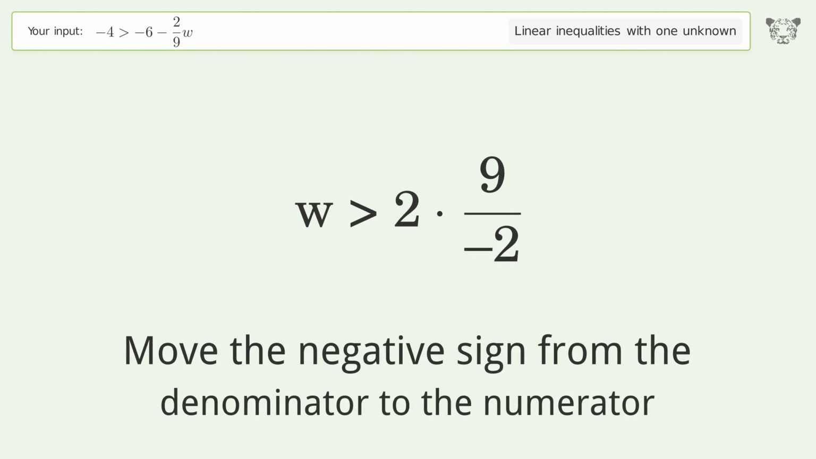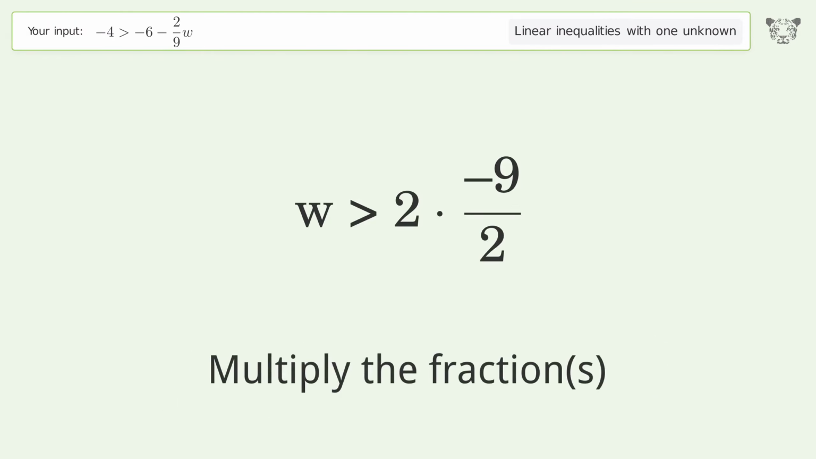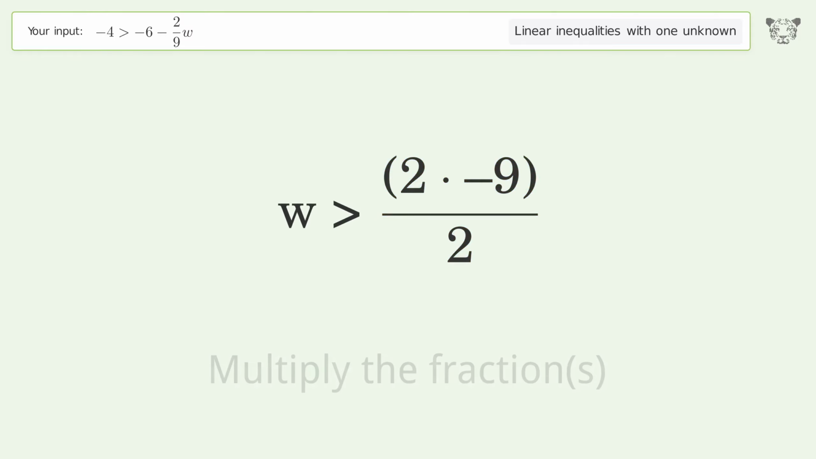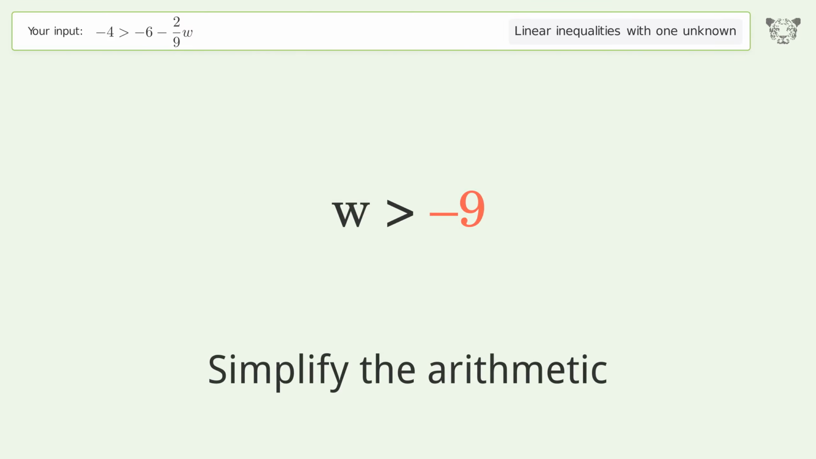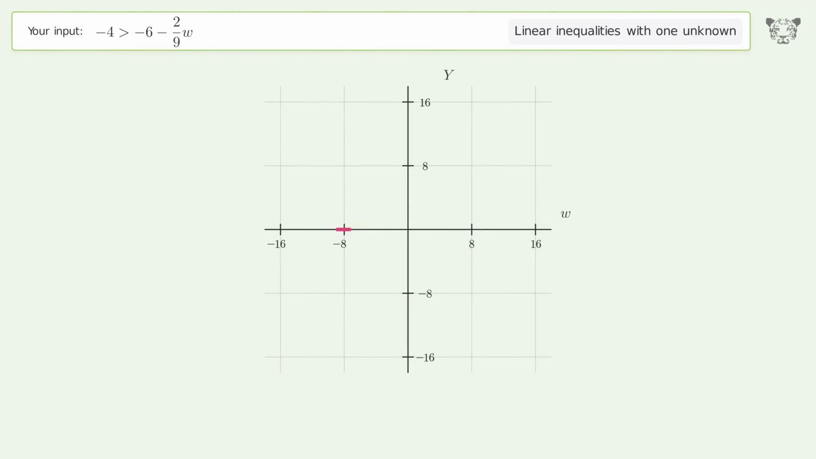Move the negative sign from the denominator to the numerator. Multiply the fractions. Simplify the arithmetic. Plot the solution on a coordinate grid. And so the final result is w greater than -9.